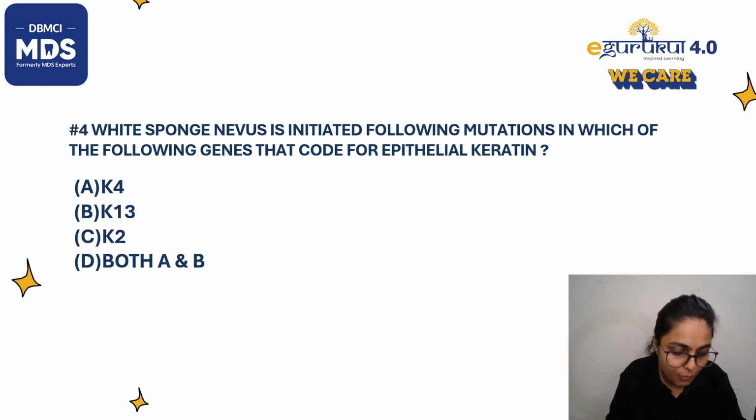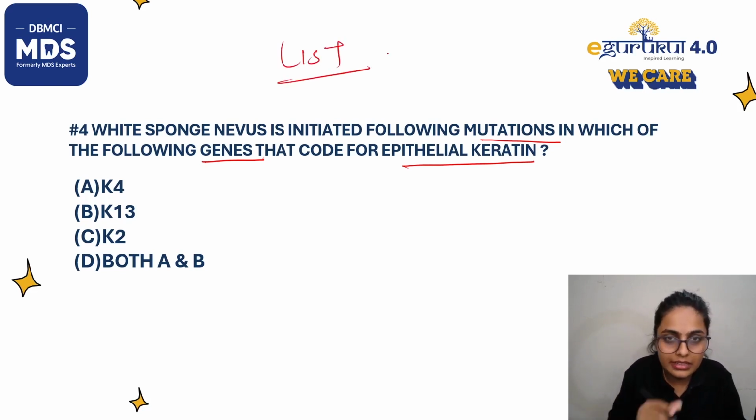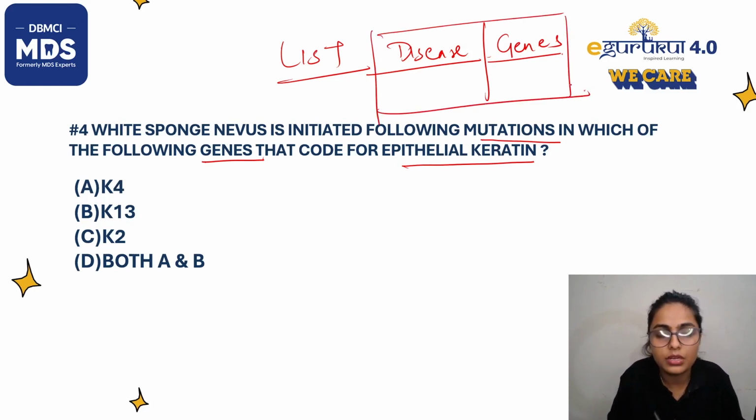Next question that we have is, white sponge nevus is initiated following mutations in which of the following genes that code for epithelial keratin. Now I classify this question as a little hard question, because to remember the disease and which genes are mutated in that particular disease is very difficult. So what you can do is make a list of these diseases and which genes are mutated, because these questions can be asked. It's not that difficult questions will not be asked. So please make a list of these diseases and genes which are mutated in that particular disease.